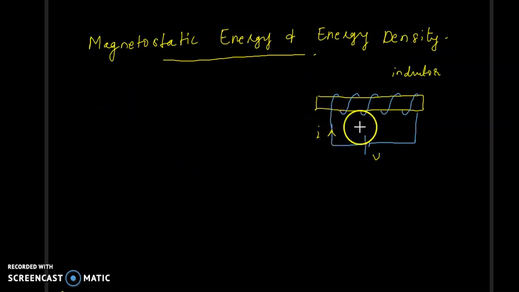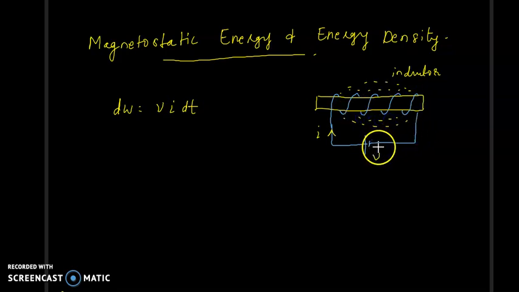Let's consider an inductor connected across the voltage source V. It's a DC voltage source. Now the current I is flowing through the inductor. If so, the energy supplied by the source in time dt is given by voltage, current and time. So this is the energy supplied by this voltage source in time dt. This much energy is stored by the inductor in the magnetic field.